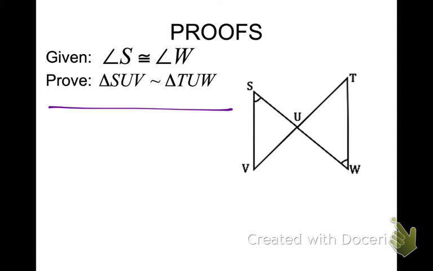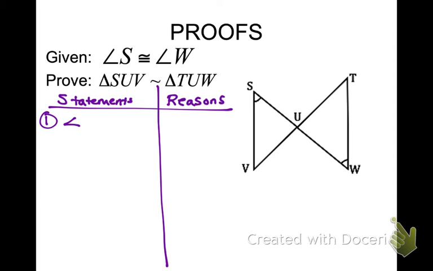Sorry I was not nice enough and gave you guys your T-charts there for you, so you can go ahead and set one up for yourself. So remember, we have statements on the left, reasons on the right. First line is always our given. In this case, we were given angle S is congruent to angle W, given. And I need to prove that my triangles are similar to each other. So in order to prove that the triangles are similar to each other, I need two congruent angles in order to use angle, angle. Right now I have one. Where's the second one?